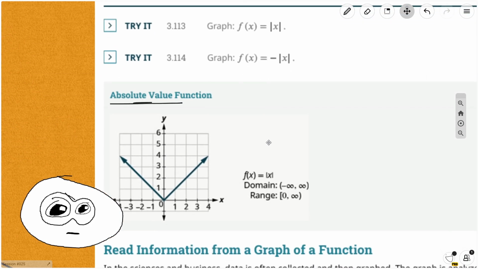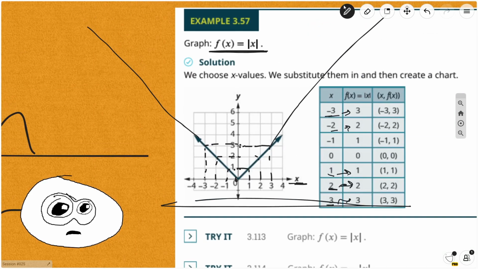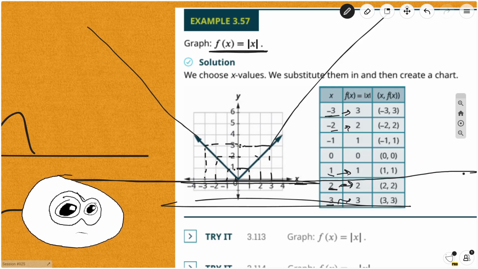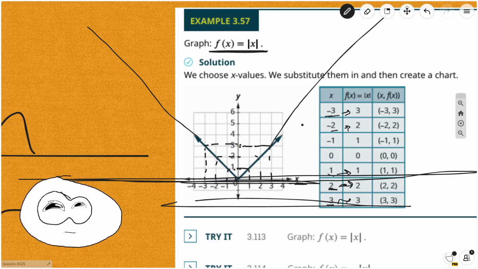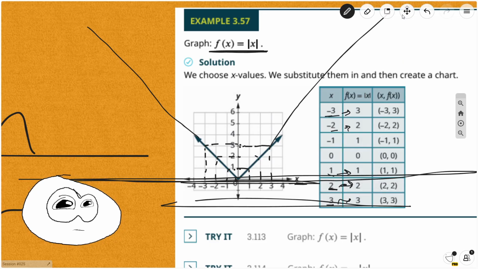And I believe that's called the domain, where the domain is how far it can spread along the x values. So you can put in any number for x, and it will just be fine. Negative infinity, positive infinity, doesn't matter. It works with this function, right?